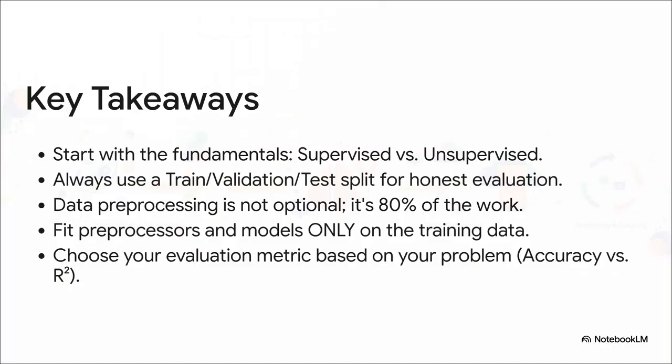Okay, let's just boil this all down. What do you really need to remember? First, know your problem type. Second, always use a train validation test split. Third, cleaning your data is not optional. It's like 80% of the job. Fourth, remember the golden rule. Fit only on the train set to avoid data leakage. And finally, pick the right way to measure success. Master these 5 things, and you're ready to tackle almost any ML project.